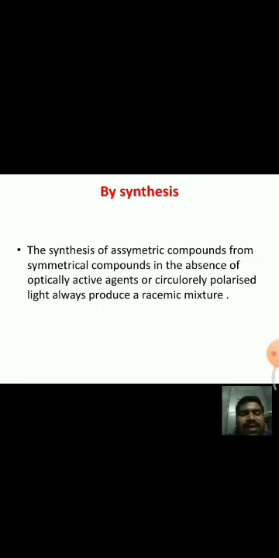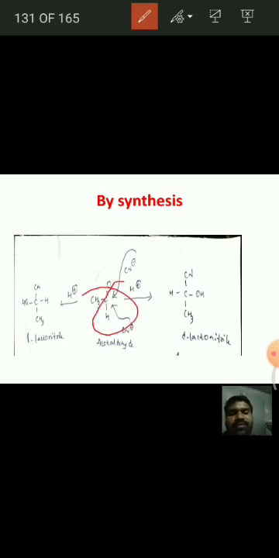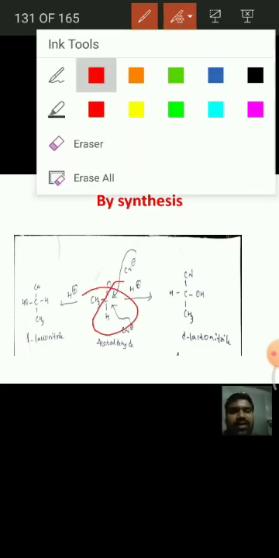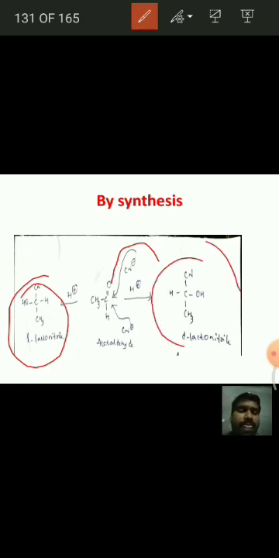By synthesis, the synthesis of asymmetric compounds from symmetrical compounds in the absence of chiral reagents gives a racemic mixture. For example, see here, this is an aldehyde. As the aldehyde is a planar molecule, the attacking of the CN minus nucleophile is from front and back, then we get two enantiomers, that means we get a racemic mixture.